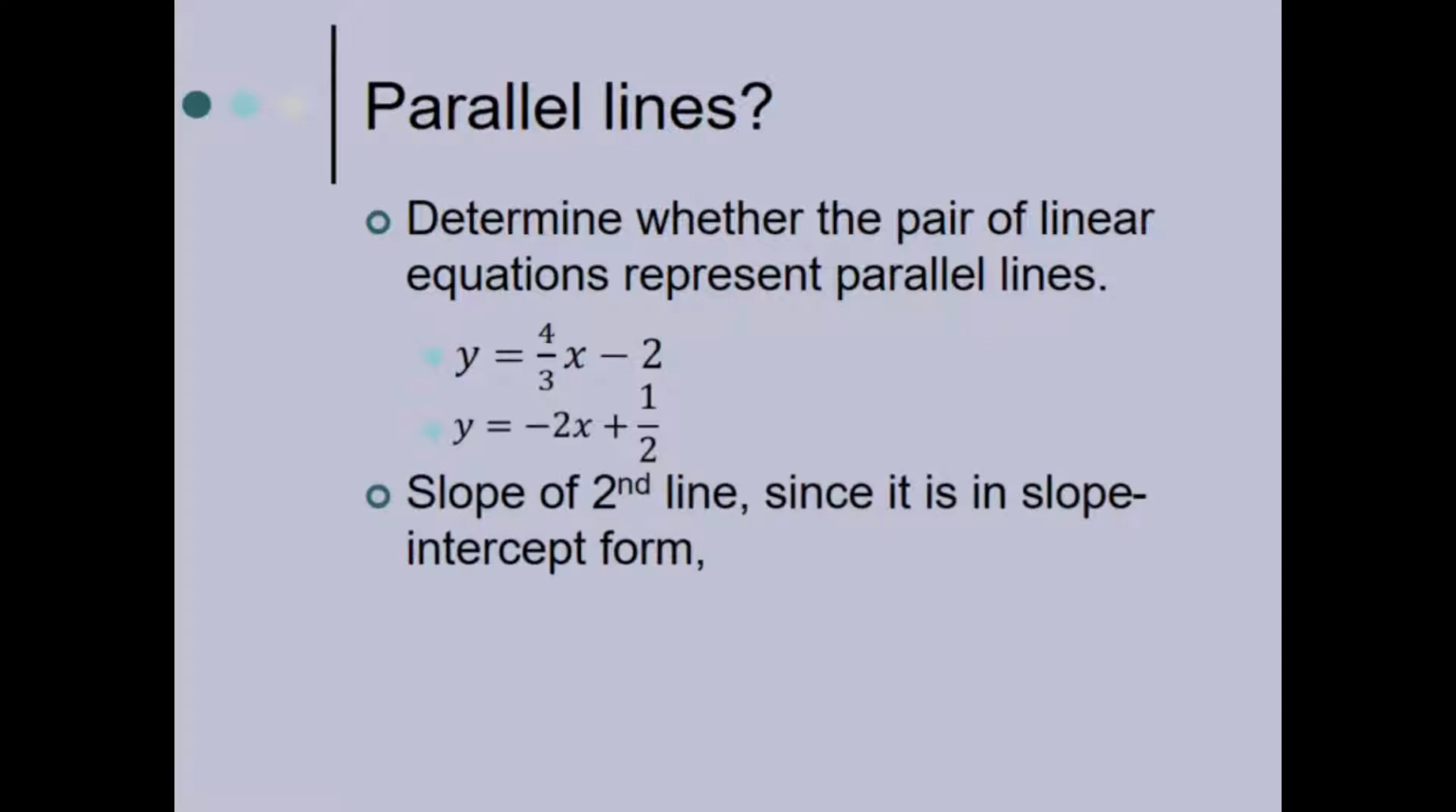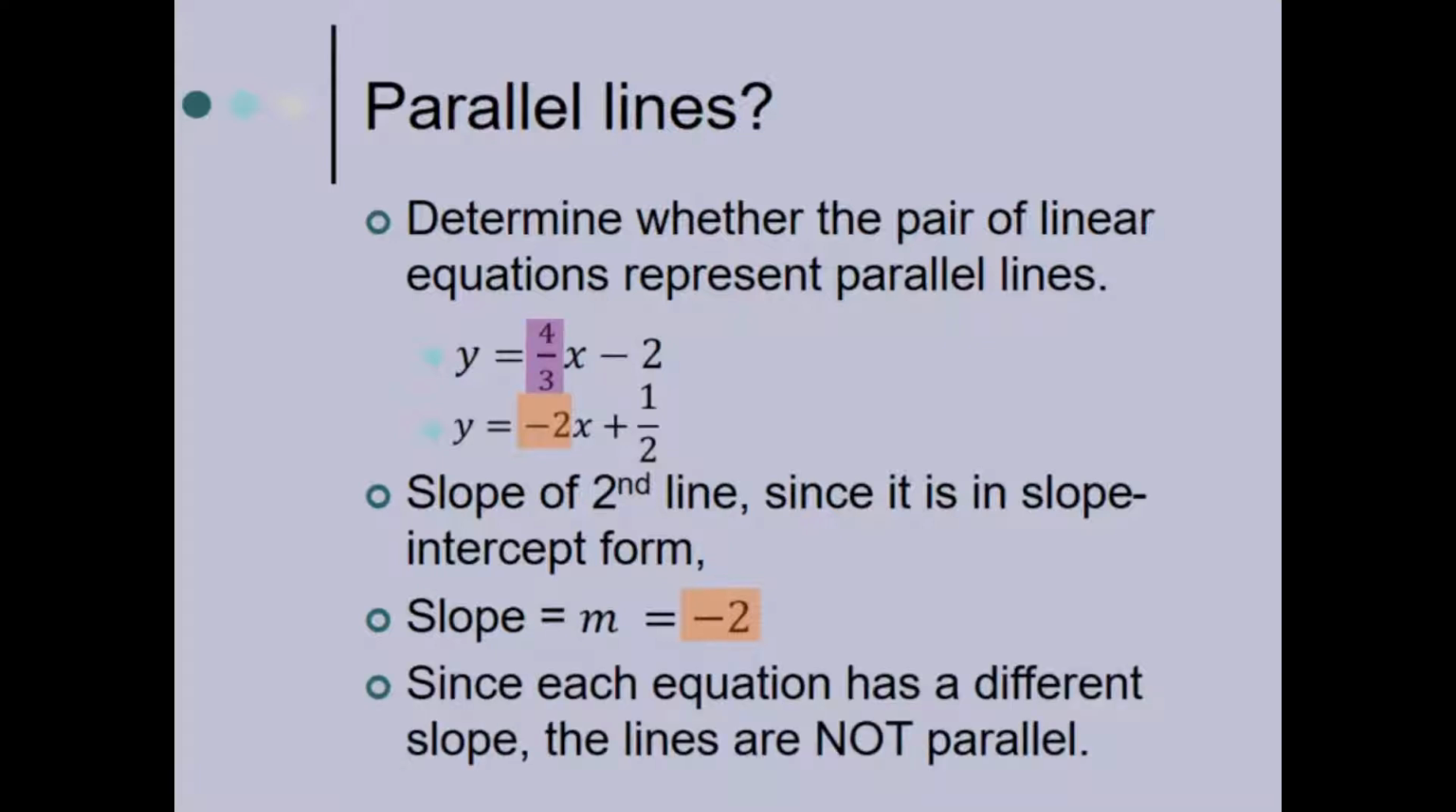Since it's in slope-intercept form, the coefficient of the x term is the slope, so we have a slope of -2, which is not the same as the 4/3 slope from the first equation, leading us to the conclusion that these lines will not graph into parallel lines since their slopes are not equal.